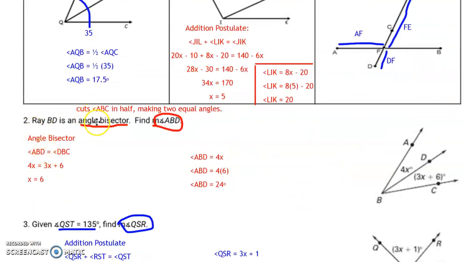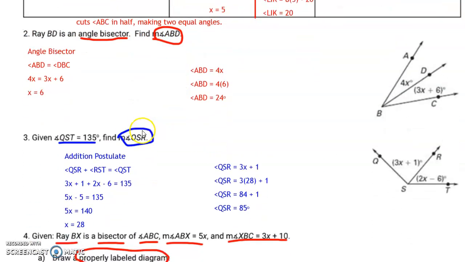For number 2, it tells us that it's an angle bisector. I gave some notes here. It cuts ABC in half, and it asks us to find something specific. So we tell the grader what relationship we're using. We set up an equation, we substitute, and we solve. And here we took that value of x, substituted into the original expression here, and we found our answer.